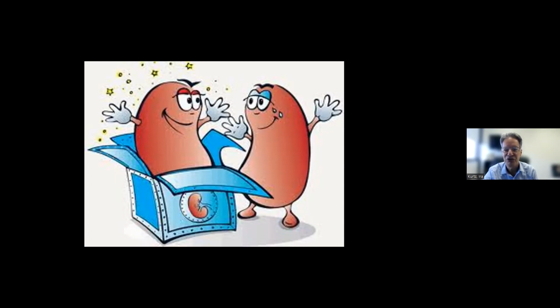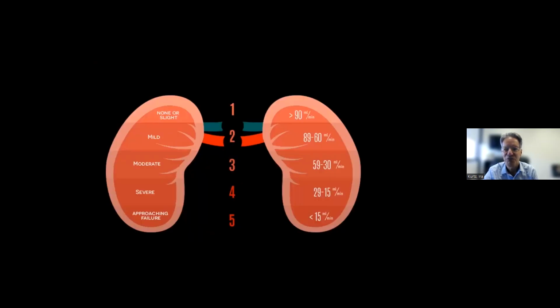So here are two very happy kidneys. And now we'll go into some of the problems that the kidney gets over time. So you probably have heard, if some of you know or have friends or relatives or yourself perhaps with kidney problems, for the last number of years, we've divided up the function of the kidney into different stages. So the units here that you see are in ml per minute. That stands for milliliters per minute.